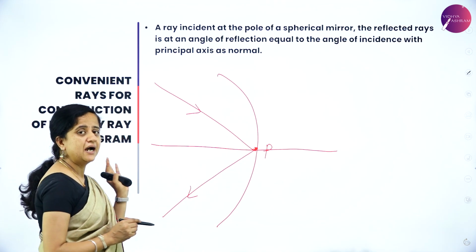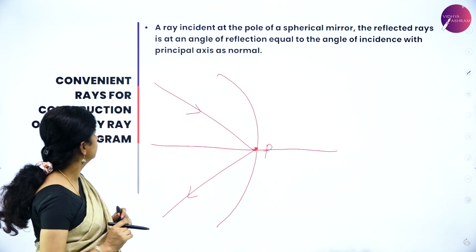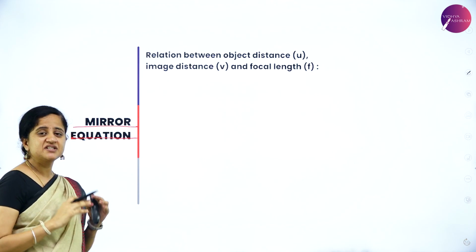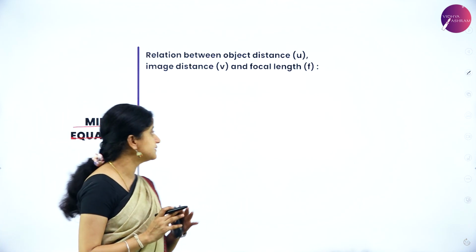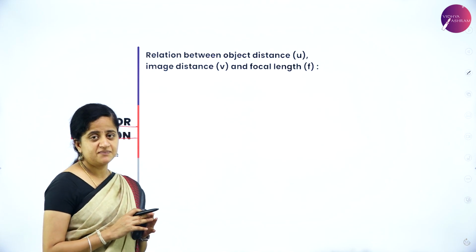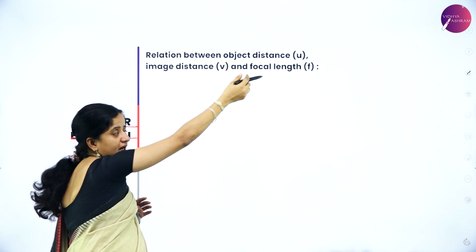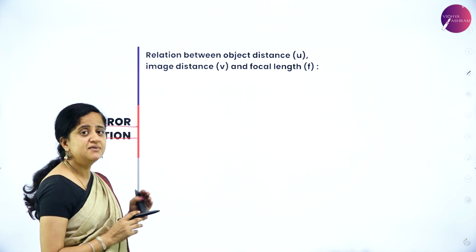So this is also another convenient way to write the ray diagrams. The next important thing is the mirror equation, which gives us the relation between the object distance, the image distance and the focal length. The final expression involves the terms u, v and f, the relation between u, v and f, that is the mirror equation.